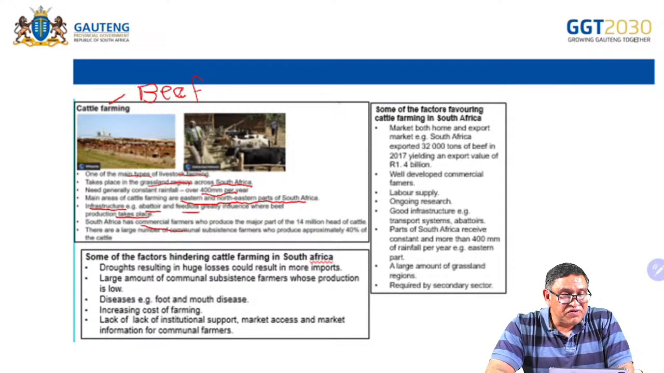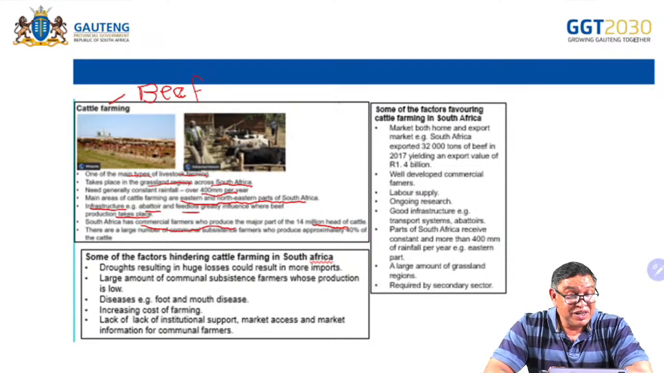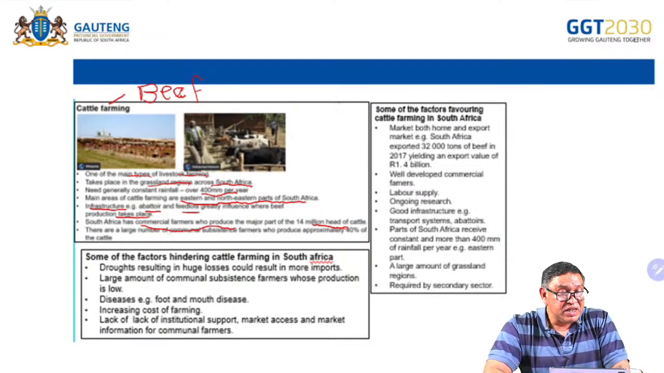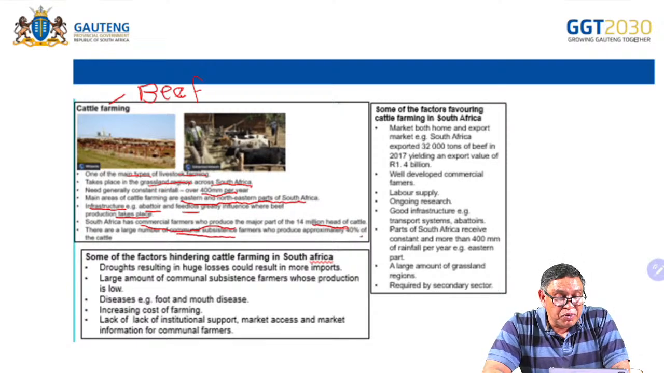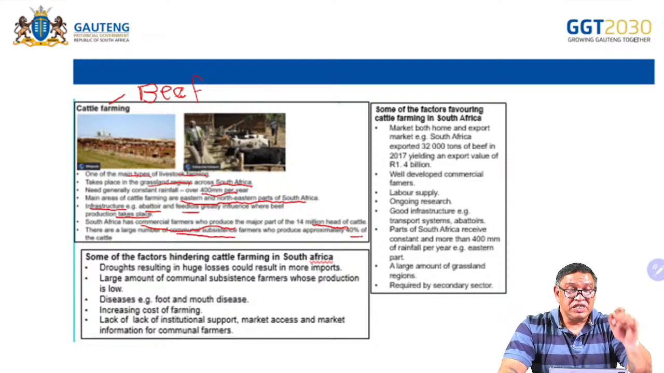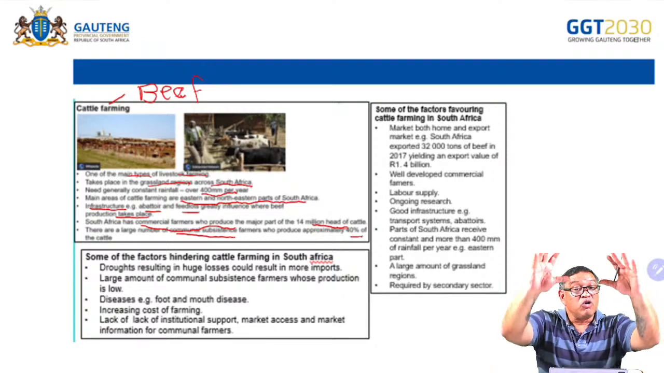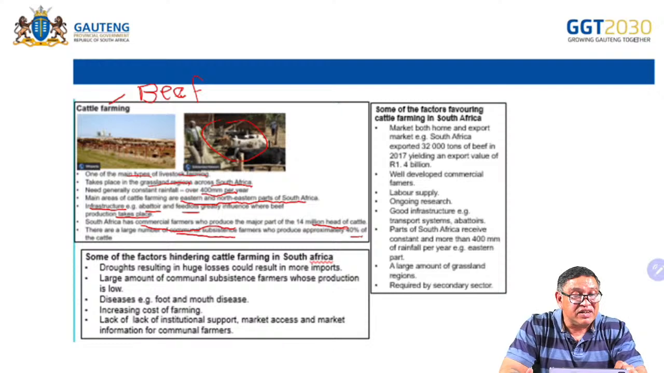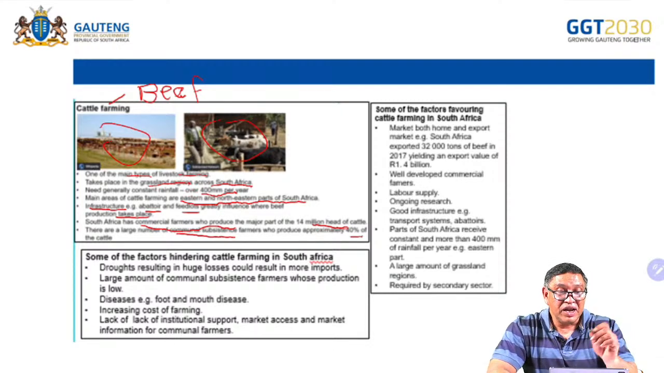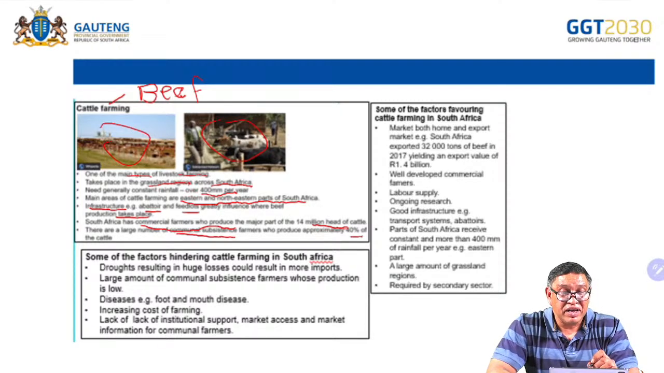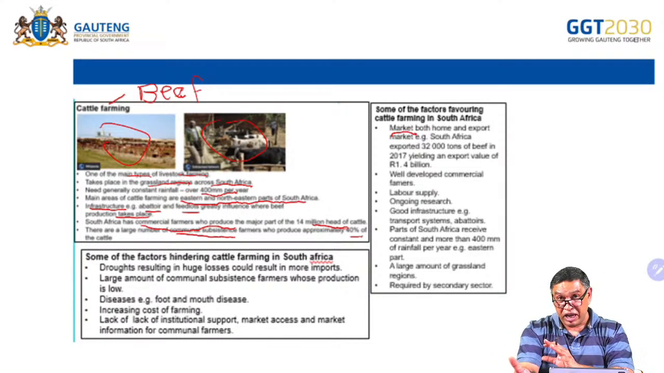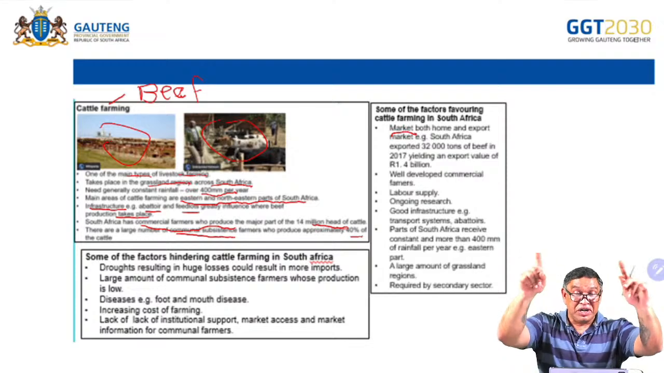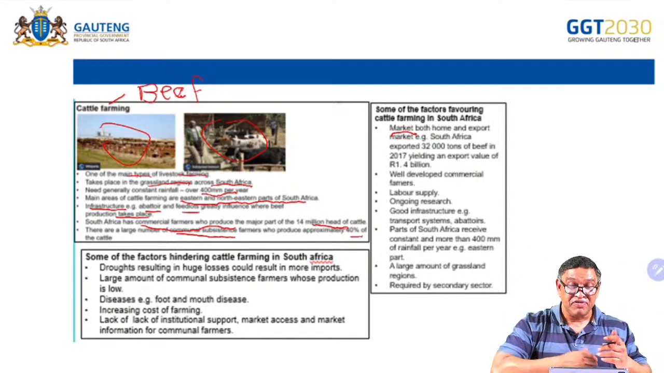It has commercial farmers who produce over 14 million head of cattle. So we have strong commercial farmers, and a large number of communal subsistence farmers who also produce approximately 40%. These are your communal or your small scale farmers. Can you see that's large scale? Some factors favoring cattle farming: the market, both home and international, needs cattle. Our neighboring countries even buy cattle from us.